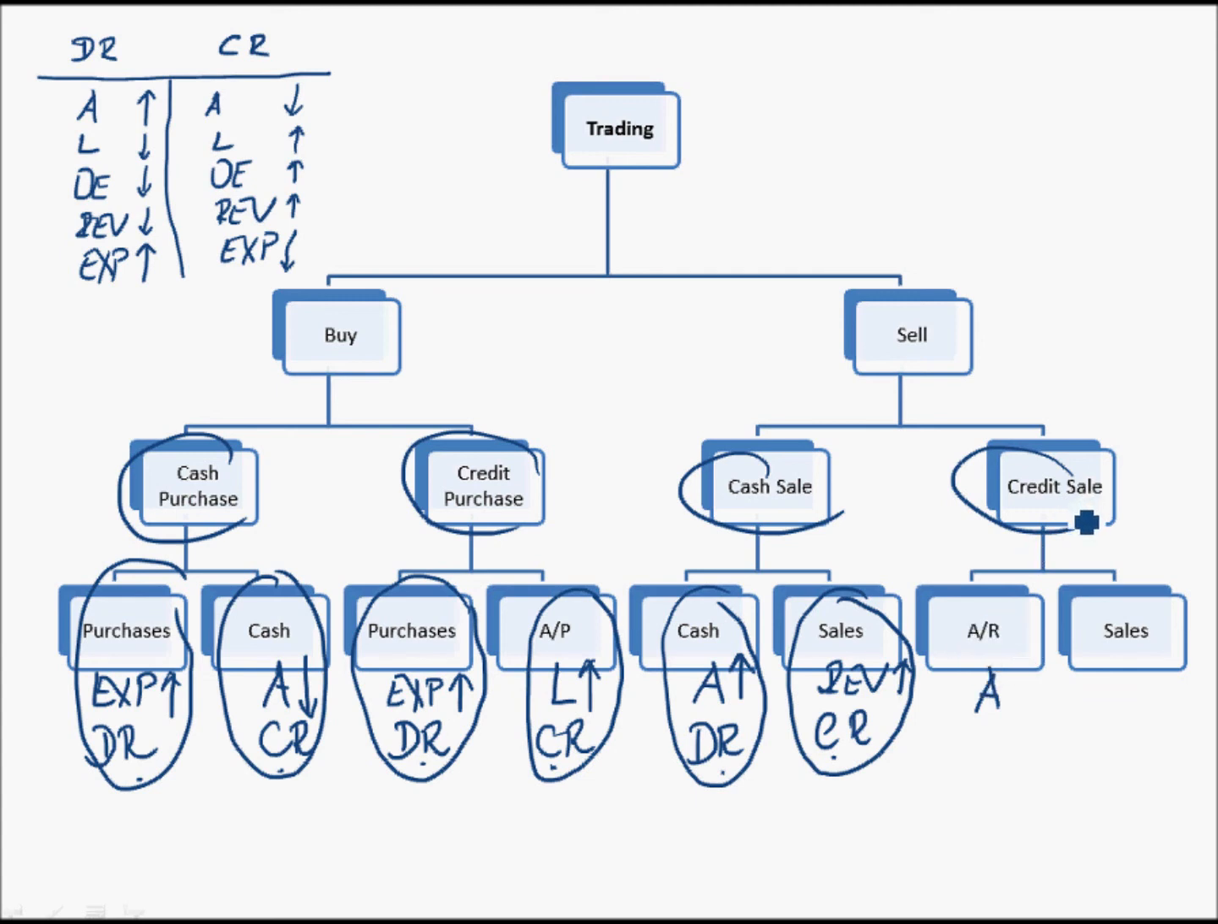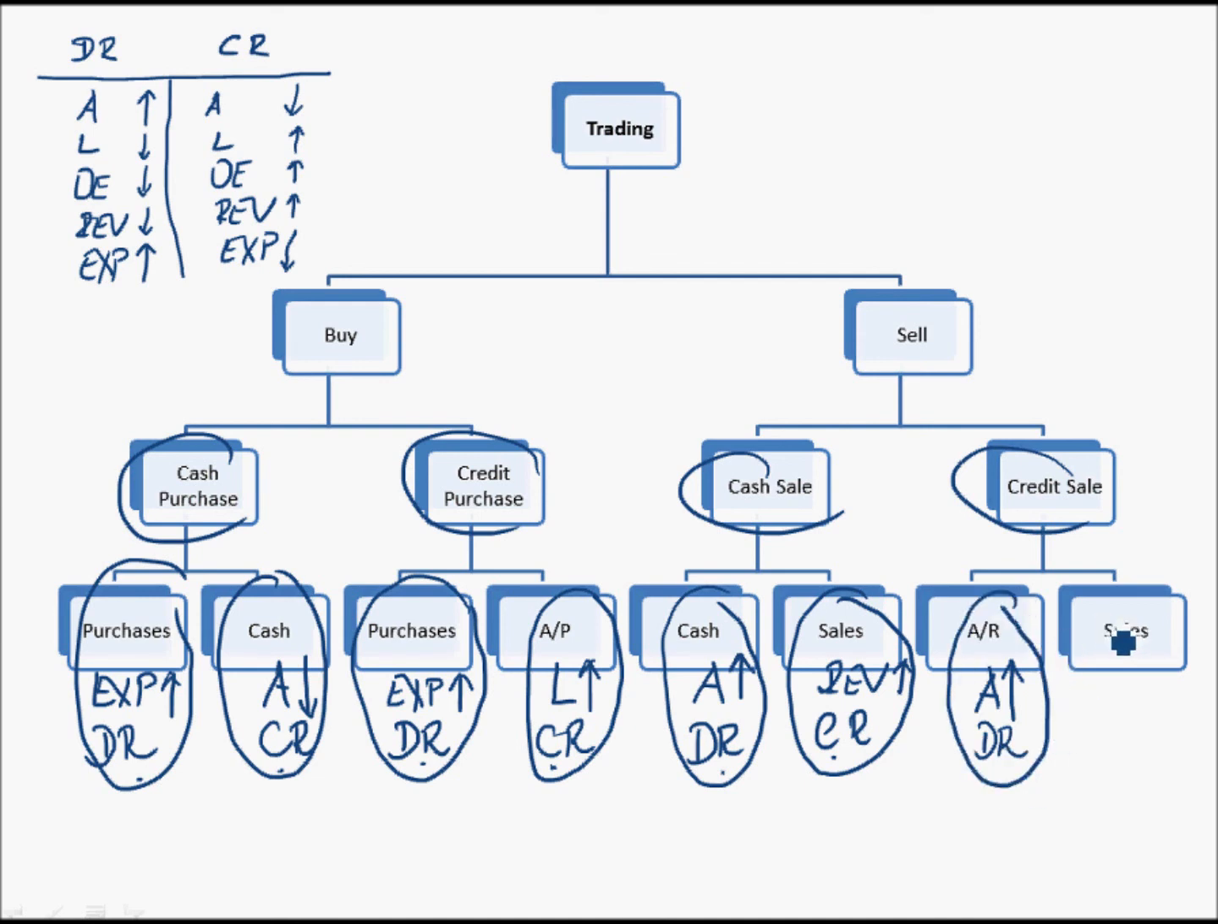When you make a credit sale, the balance of this account increases. People owe you more money because you sold to them and they owe you money. So the asset increases. An increasing asset, as we already know, is a debit entry. So we're going to debit the accounts receivable.